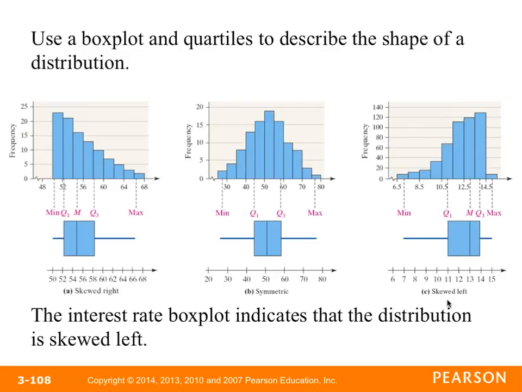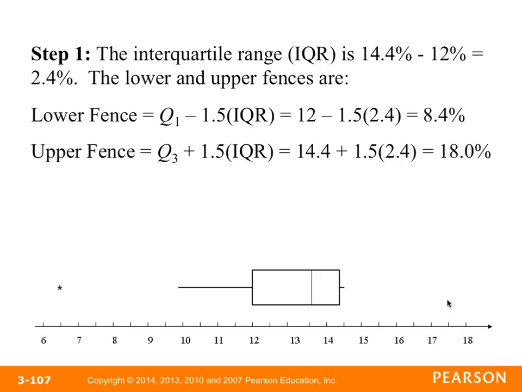The interest rate box plot does indicate that our distribution was skewed left a little bit. If we look, we definitely have kind of a long whisker over here.